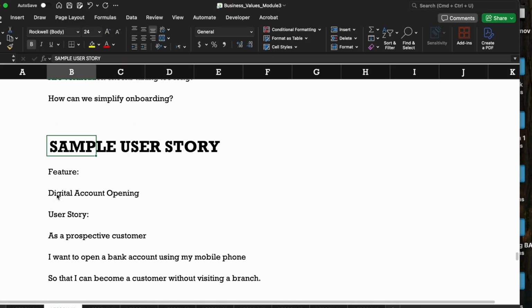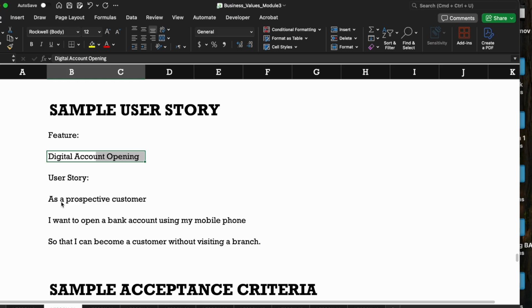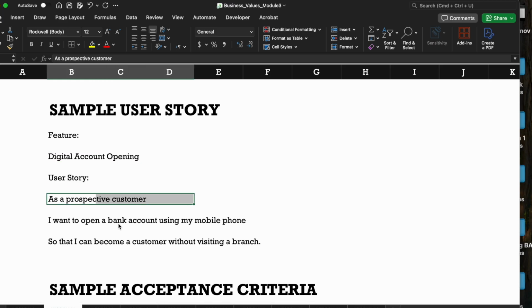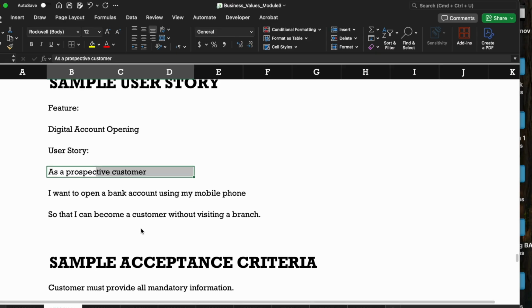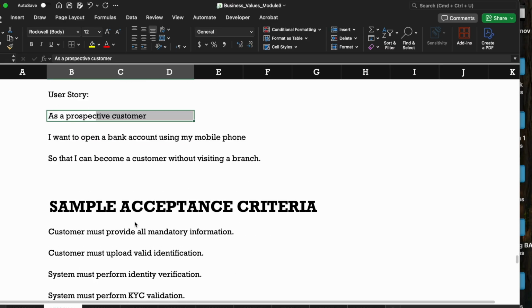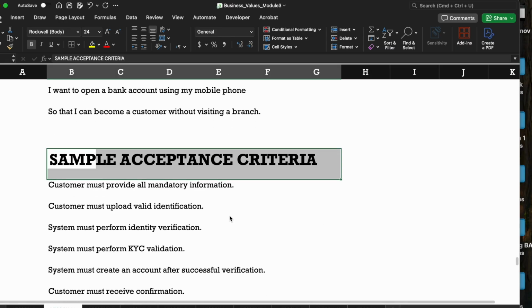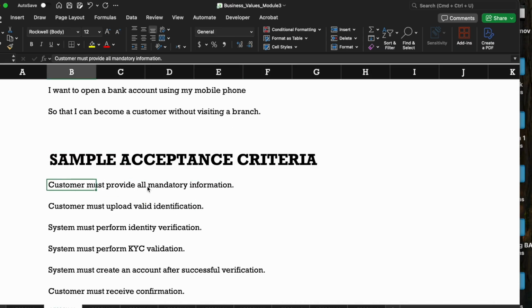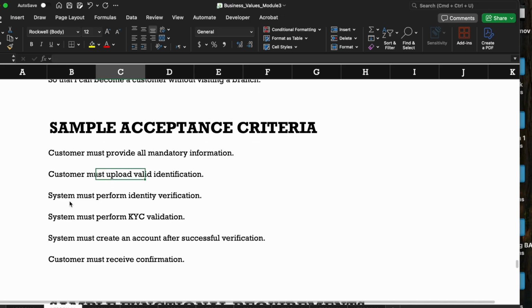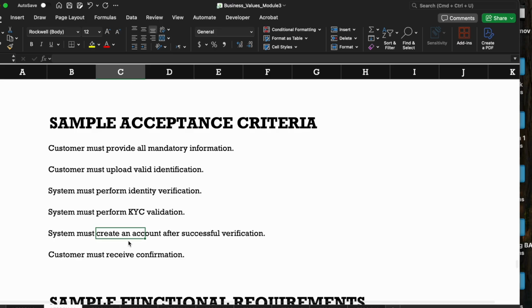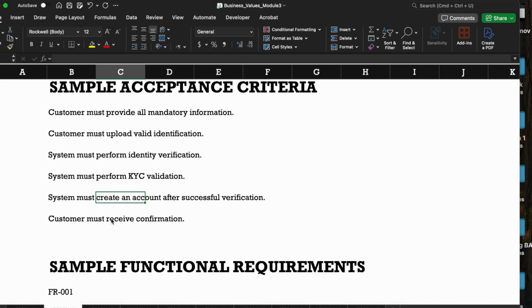Sample user story, feature digital account opening: as a prospective customer, I want to open a bank account using my mobile phone so that I can become a customer without visiting a branch. Sample acceptance criteria for the onboarding scenario: the customer must provide all mandatory information. Customer must upload valid identification. System must perform identity verification. System must perform KYC validation. System must create an account after successful verification. Customer must receive confirmation. So you have to write what the mandatory information is.